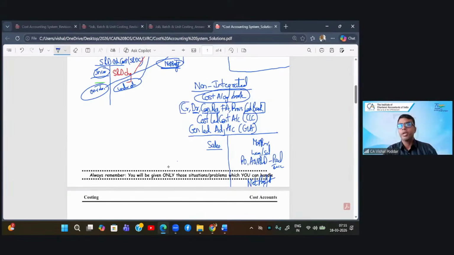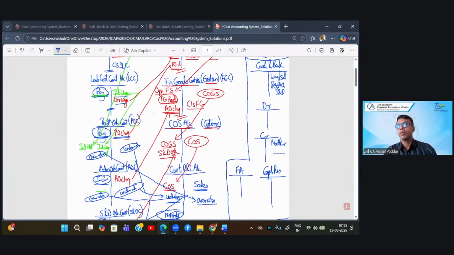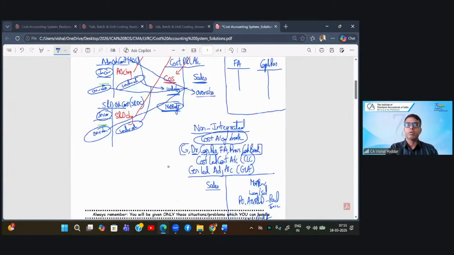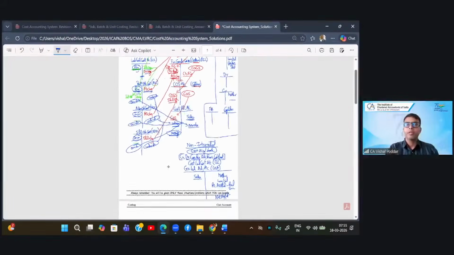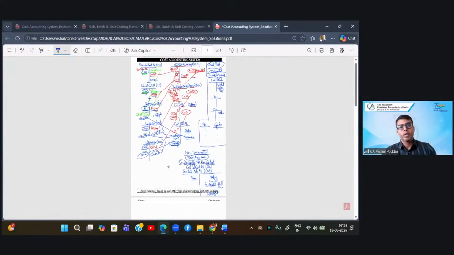Now see, I'm showing entries from the perspective of non-integrated. Integrated, you will understand more easily because in integrated, the names are very similar to what you do in accounts. So you know where the second effect has to be given because here there are separate accounts. Here there is one common account. So students, this is how the entire flow of cost accounting happens. If you want, you can just take a screenshot of this. If there are any questions, please let me know.